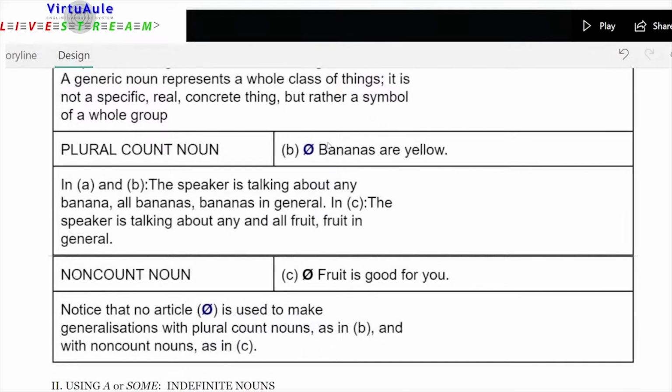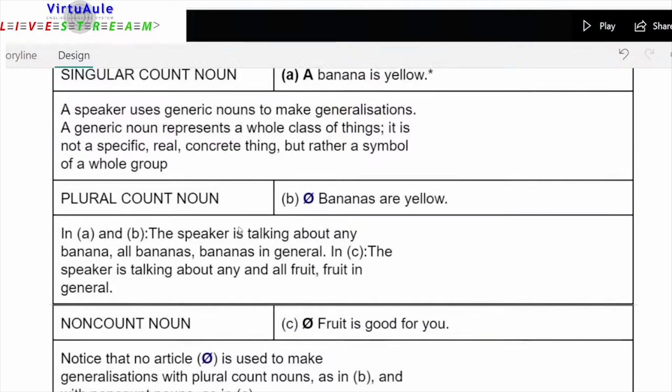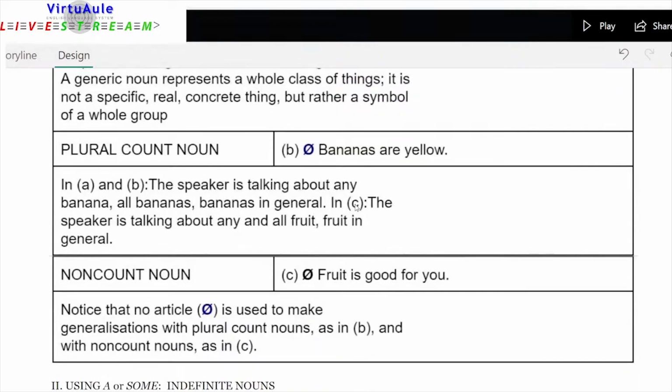Plural count noun: bananas are yellow. Notice the symbol here. This means no. This is like null. There's no article here. In A and B, the speaker is talking about any banana, all bananas, bananas in general. So it's quite different than a banana. Well, basically it's the same, really. The speaker is talking about any and all fruit, fruit in general. I see generalizations for A and then nothing, but that's the plural.